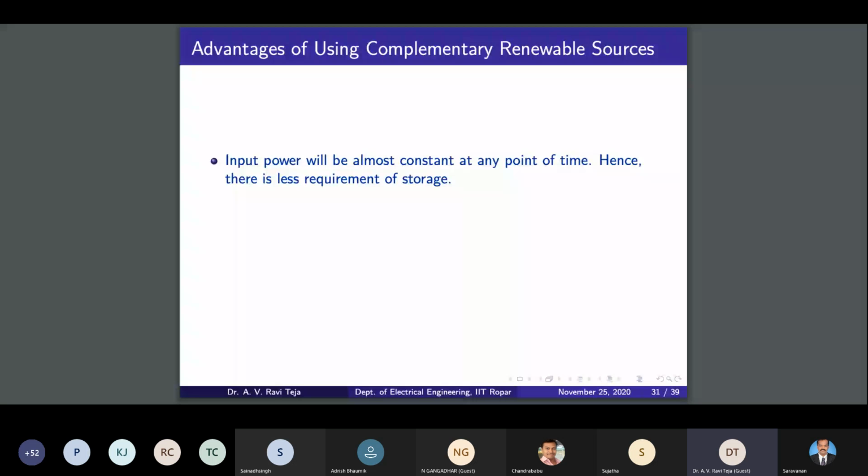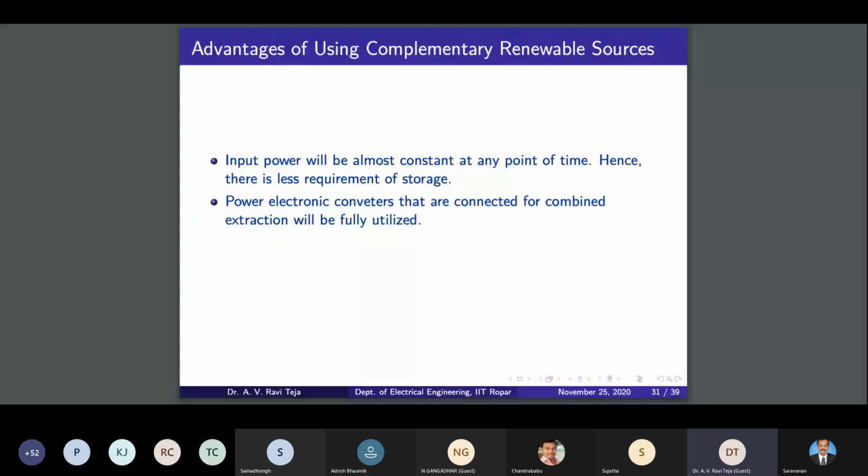And not only storage, the converters themselves can be optimized or fully utilized if they are used together for the combined source. Because in a solar power generation system, you require an inverter. In a wind power generation system also, you require an inverter. Suppose I ask how you choose the rating of the inverter in a solar power generation system? The rating is chosen based on the peak power, right? Because that is the maximum power that can go to the grid. Based on that, I have to decide the rating of the inverter.